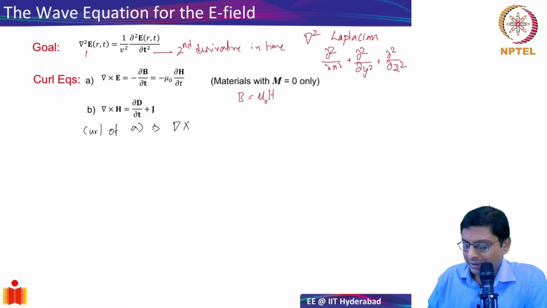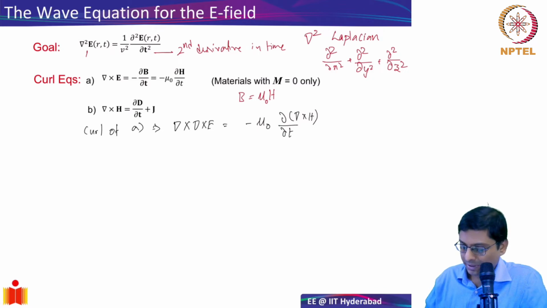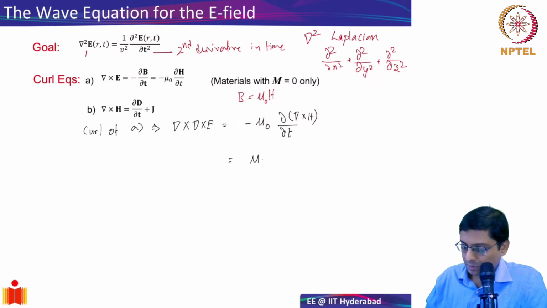So let's consider the curl of the first equation. I have curl of E, and I'll take a curl of that on the left-hand side. On the right-hand side, that will give you minus mu naught. I'll take the derivative out and I'll say curl of H. I know what curl of H is from the second equation. So that will be equal to mu naught.